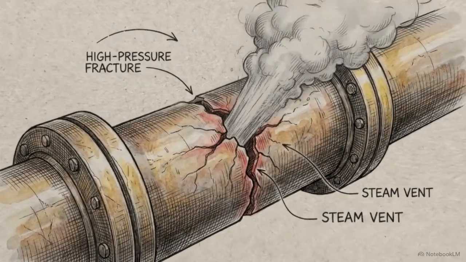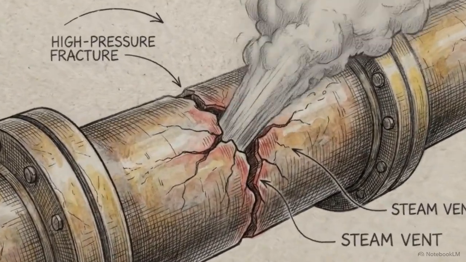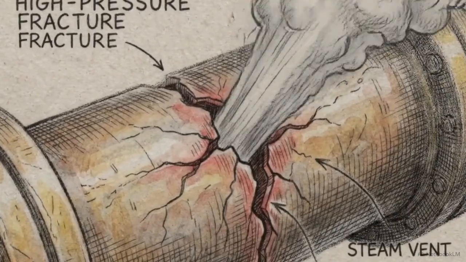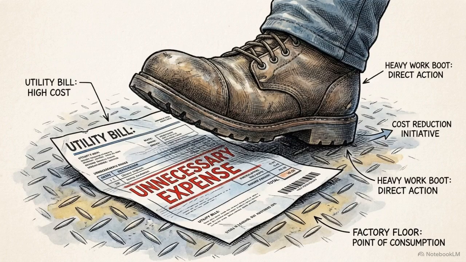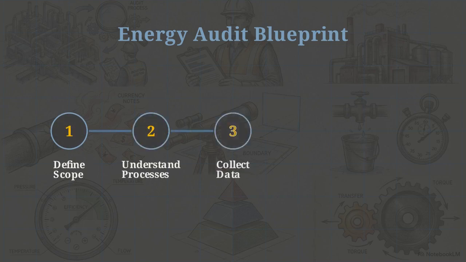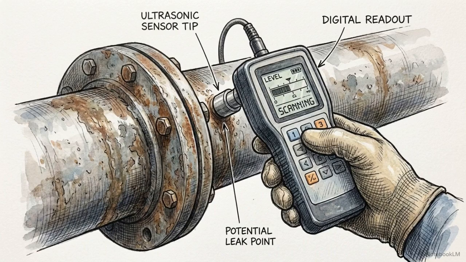Industrial energy waste is a direct subtraction from a facility's operating margin. A single inefficient boiler or a leaking compressed air line represents thousands of dollars in lost profit, hidden within the monthly utility bill. To reclaim these losses, you need a structured approach. Today, we are walking through a 5-step energy audit blueprint designed to locate these leaks and convert them into prioritized capital investments.